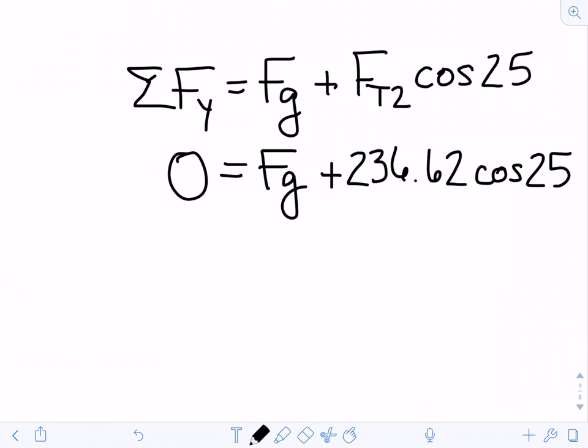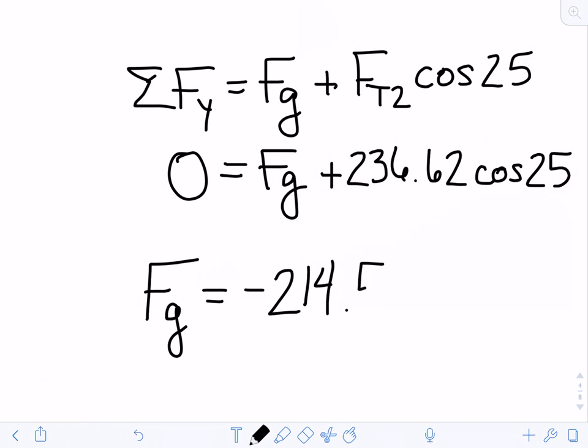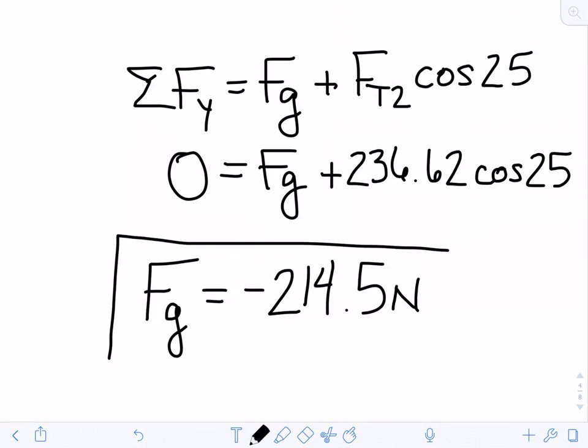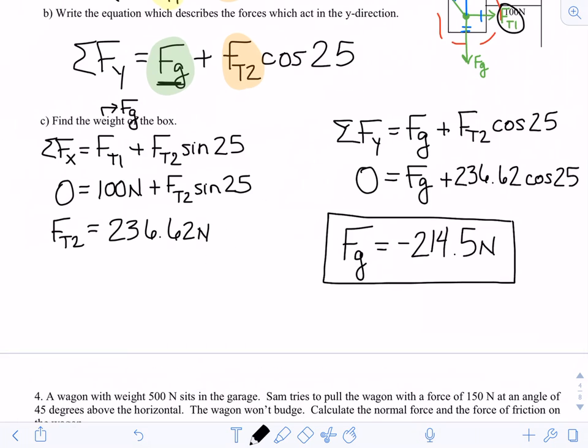And when you solve this, you find that the force of gravity must be negative 214.5 newtons. And that negative sign makes sense, right? Because the force of gravity is pulling down. So I think we did those positives and negatives correctly.